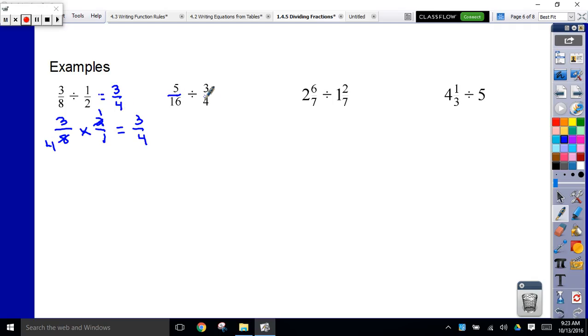Okay, next one, 5/16 divided by 3/4. We're going to keep it, switch it, flip it. We always look for ways to cross simplify so you don't have these nasty things to reduce in the end. 4 goes into 16, so 4 goes into itself once, into 16 4 times. We can't cross simplify in the other diagonal. 5 times 1 is 5, 4 times 3 is 12. So the answer is 5/12.